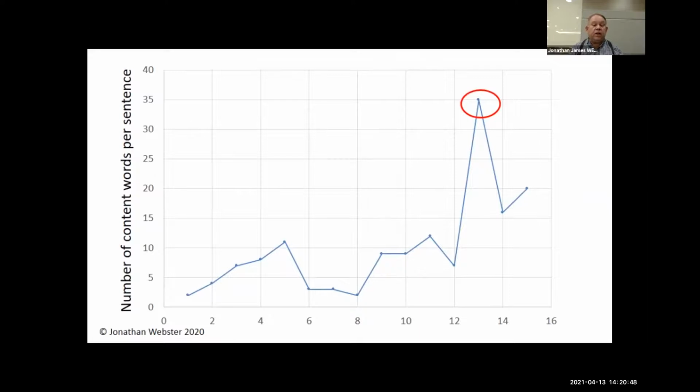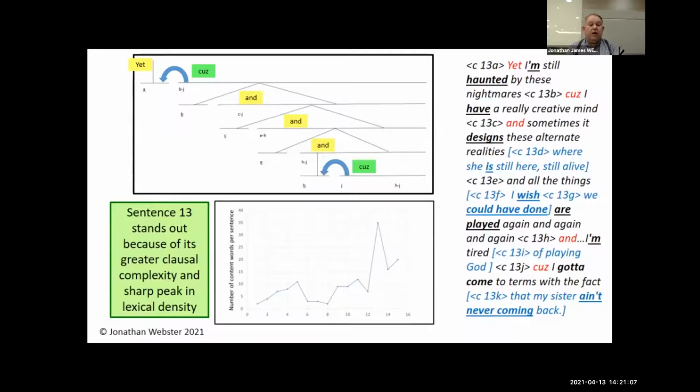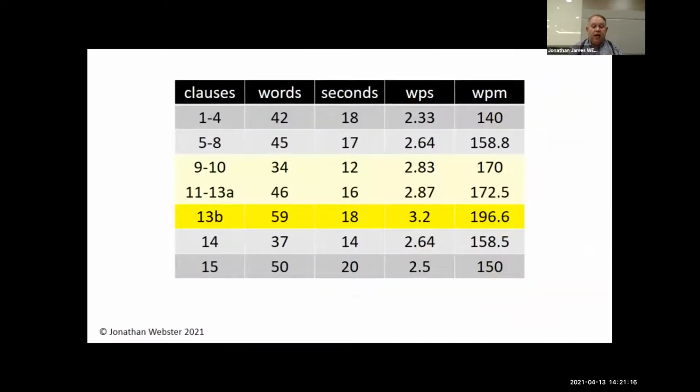We noticed what was lexically dense, that one sentence, sentence 13, in which so many clauses are strung together within this one sentence. It becomes so lexically dense. It stands out against the rest of the text. There's so much going on in that sentence 13. Greater clausal complexity, a sharp peak in lexical density, but not only that, the speed with which he was speaking. Suddenly, in this sentence, up to almost 200 words per minute. The speed then falls back.